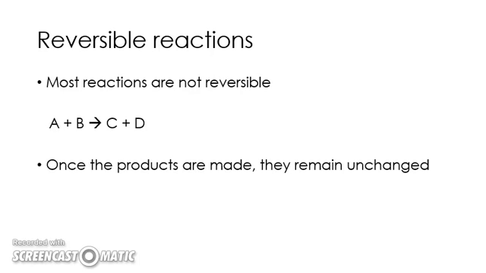So at GCSE you've already met reversible reactions, and you should know that most reactions are not reversible. So for example, you've got A plus B, which are reactants. They will react together to give C plus D. And once you've made the product, so once you've made C and D, they remain unchanged. So most reactions are non-reversible. However, there are some which are reversible.